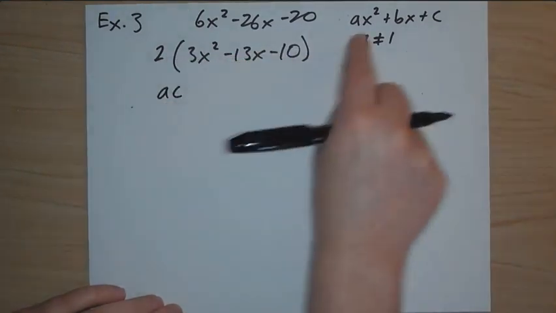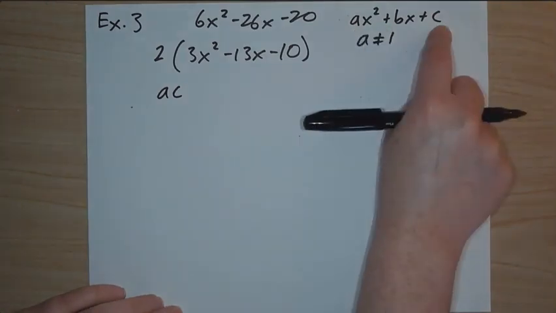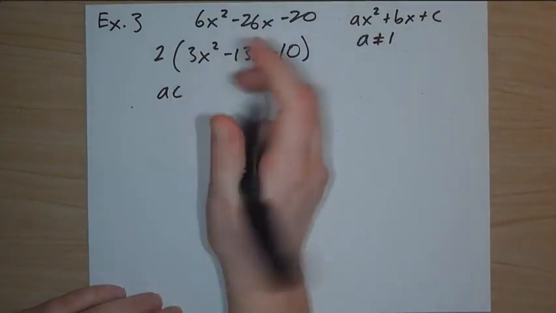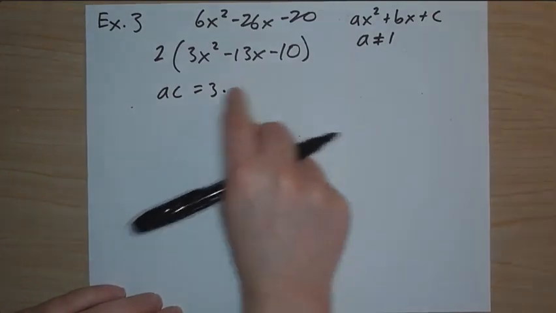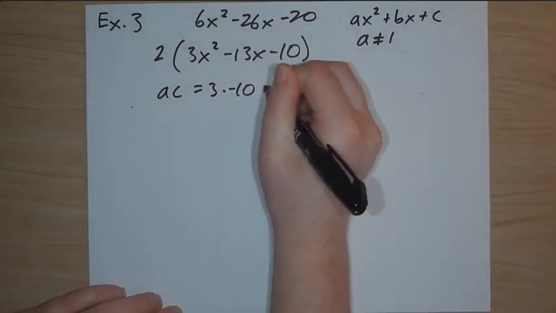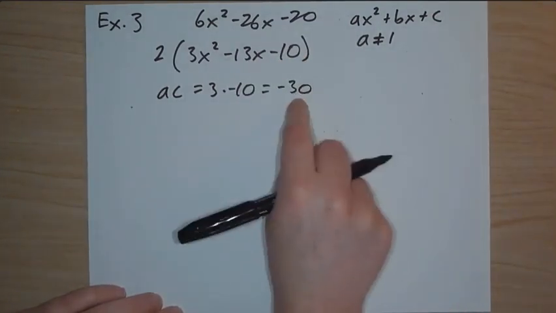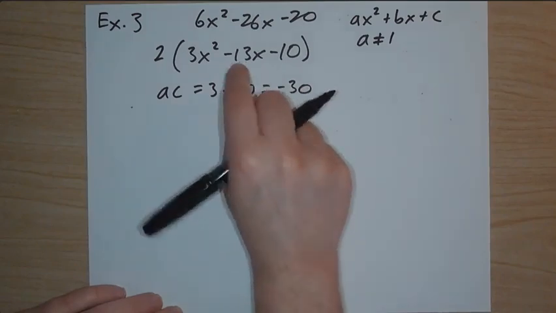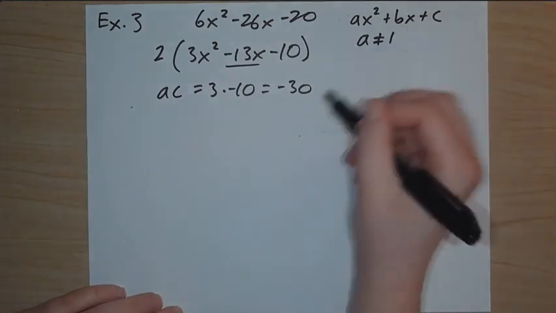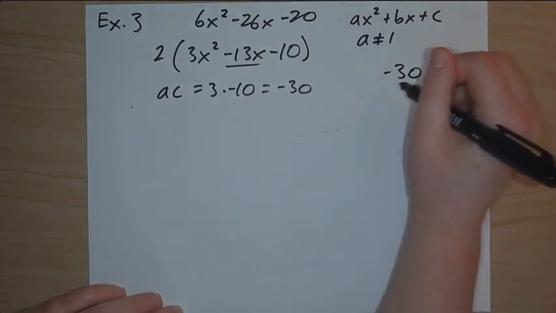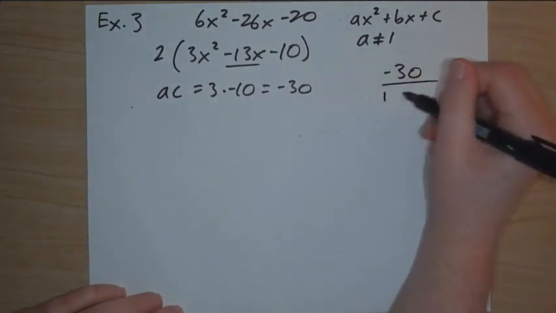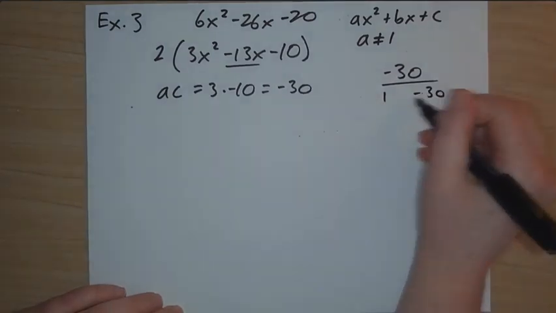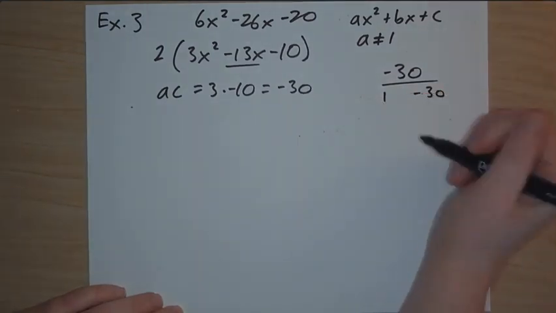So a and c refers to this number, a and c. Our a is 3, and our c is negative 10. We're going to multiply them together to get negative 30. We're going to look at the factors of negative 30 and figure out which ones add to negative 13, which is our b. So looking at the factors of negative 30, we have 1 and negative 30, and these could switch sides. This could be positive 30 and this could be negative 1.